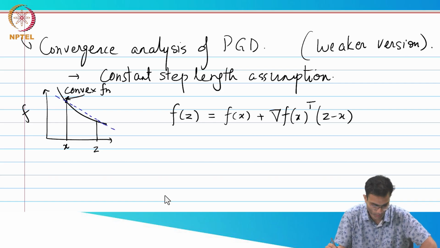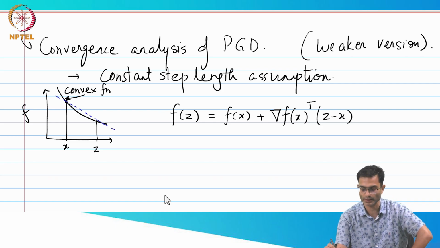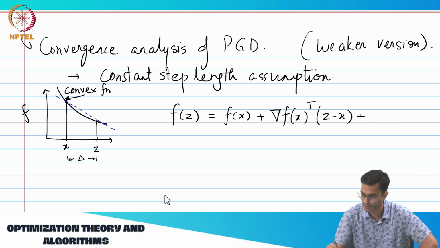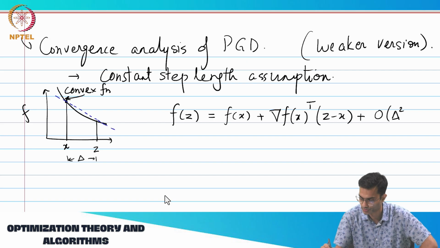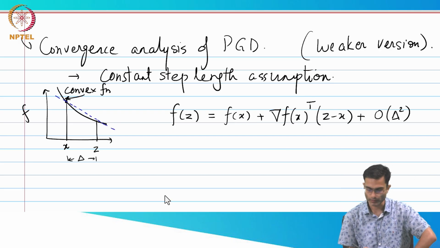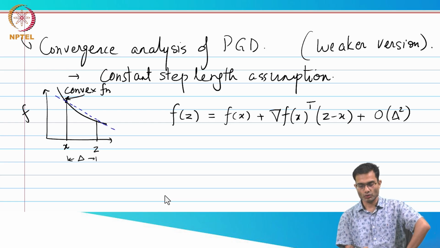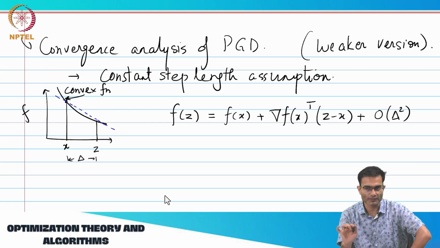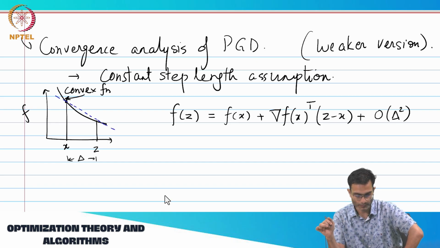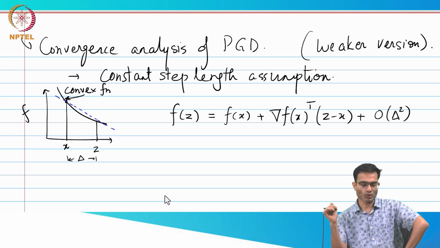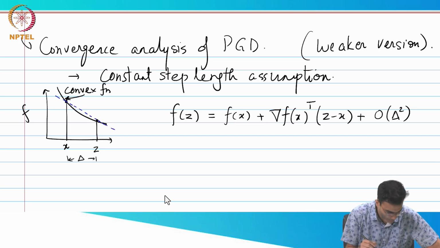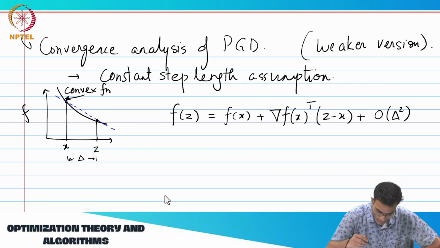This is first order. What is the error that I am incurring if this distance is, let us say, delta? There is a higher order term over here which is order delta squared. That is the error that I'm having. So assuming that we are with the first order Taylor's theorem, we know that f of z is over here, right?